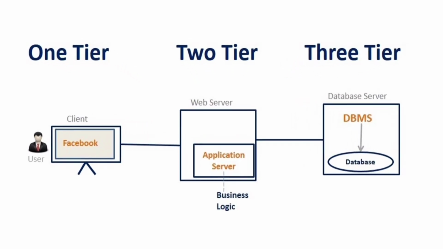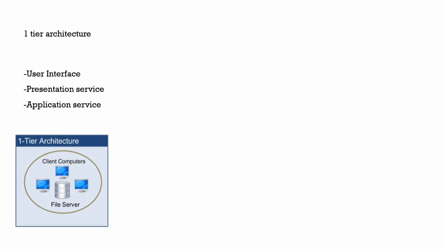First, the one tier architecture, also known as single tier architecture: all the components needed to run an application are present on a single machine. This setup is straightforward and typically involves running the application and managing the database on the same system. For example, a simple spreadsheet program like Microsoft Excel is an example of one tier architecture. The application and the data are both on the user's computer.